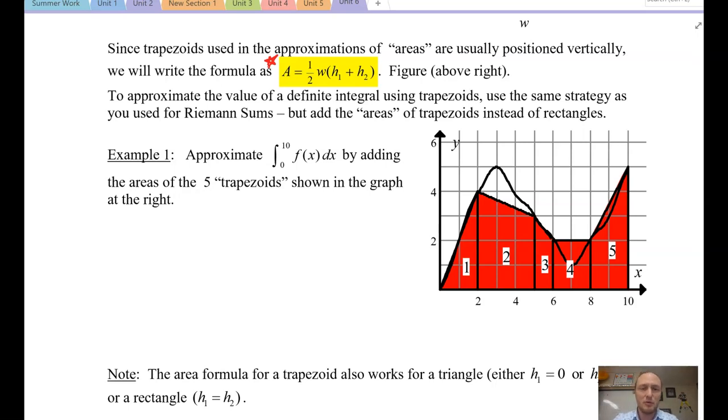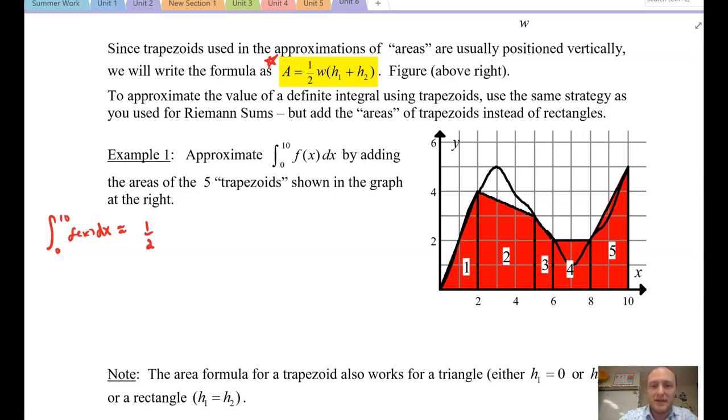Okay, so they say, example 1, approximate from 0 to 10 the integral of f of x dx by adding the areas of the five trapezoids shown in the graph at the right. So what we want to do is approximate these areas. So the integral from 0 to 10 of f of x dx is going to be approximately, I'll make sure I use approximation, the area of the first area. Notice it's a triangle, but since we're talking trapezoidal rule, I'm going to use specifically that formula.